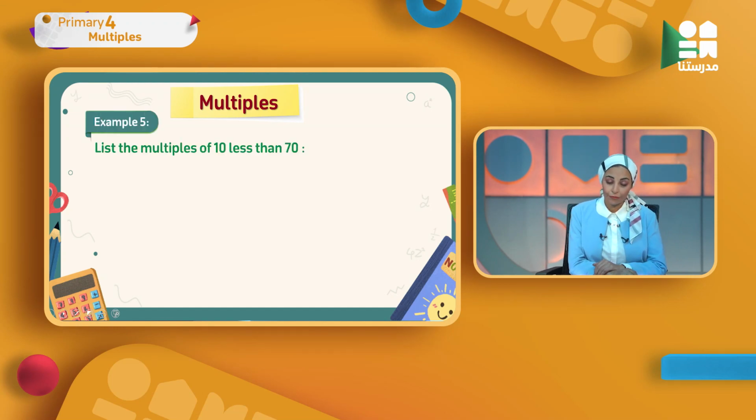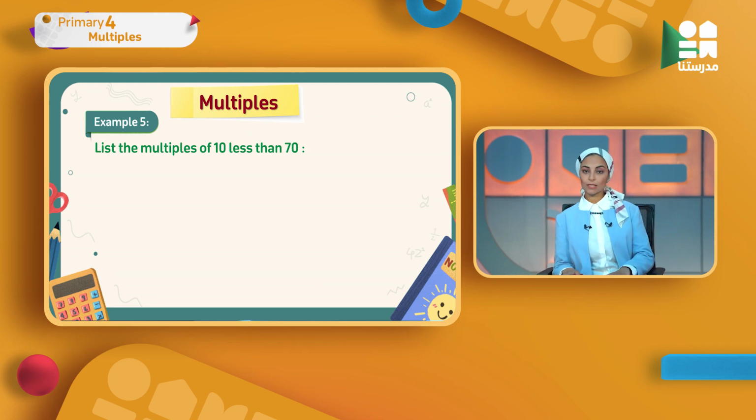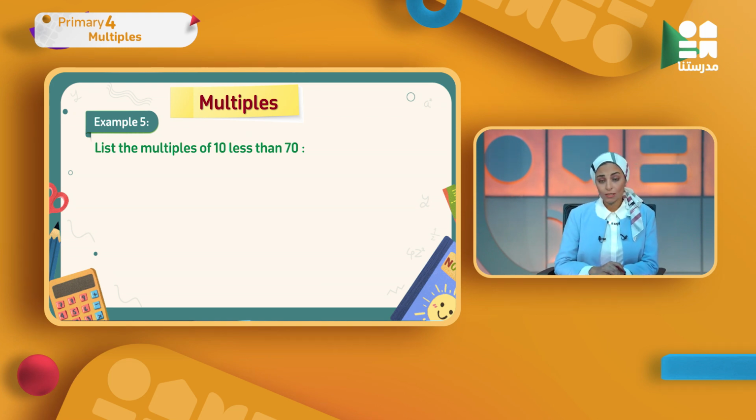Okay, example number 5. You want me to list the multiples of 10 which are less than 70. Also here, he didn't want me to list all the multiples of 10. He only wants me to list the multiples of 10 which are less than 70. Can you do it? Let's see.